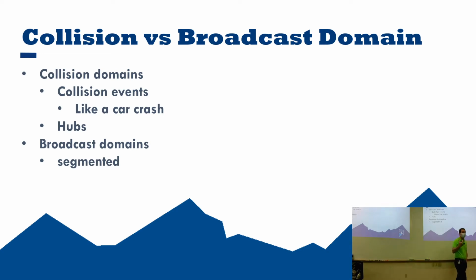A collision event, I have up here. Think of a car crash. What's a car crash? If we have one car going this way, another car going this way, what happens when they crash? Well, there's going to be some destruction, unfortunately. The good news is you're not going to destroy a network with a collision domain, but you will certainly adversely impact the speed. You will adversely impact the reliability.